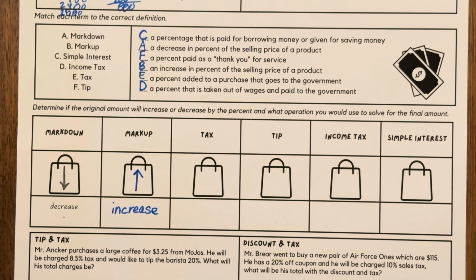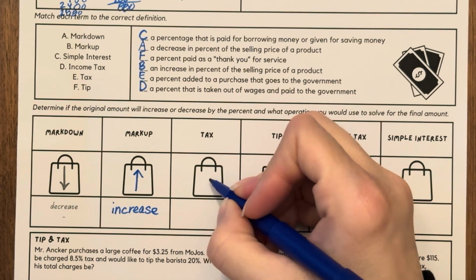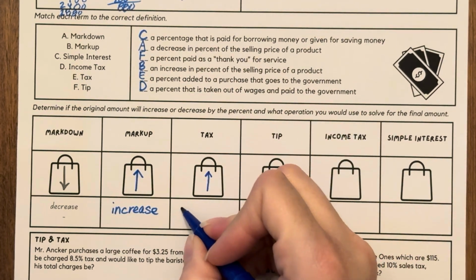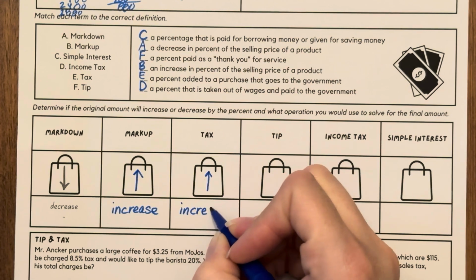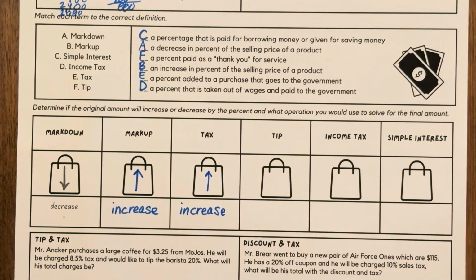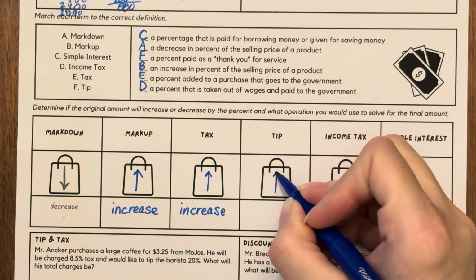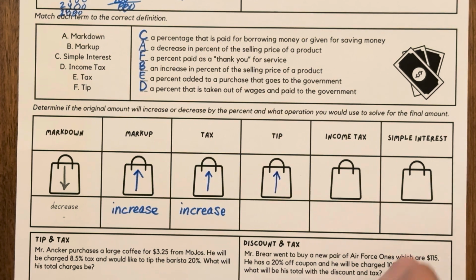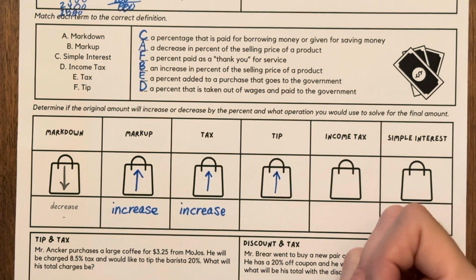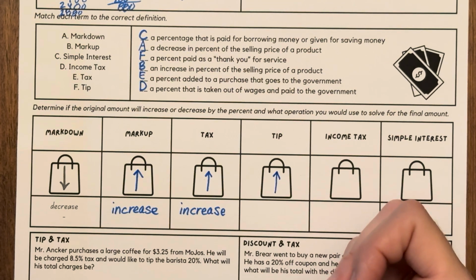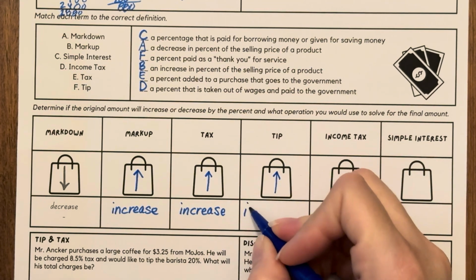Sales tax, that's what this is right here. Sales tax doesn't make the price of the object go down or up. It goes up. You have to pay a little bit more, so this is also an increase. Tip. Are you paying more when you give somebody a tip or less? You're paying more. You're going to be adding more onto the cost of whatever service that you paid for. This is an increase.